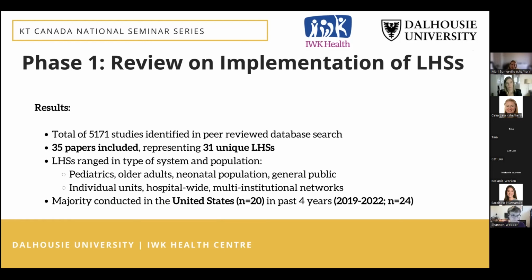So we found over 5,000 studies that were identified in the peer-reviewed database search. And we found another few thousand studies in our gray literature search, which we screened through to include 35 papers total, which represented 31 unique learning health systems. And these varied in type of system and population.